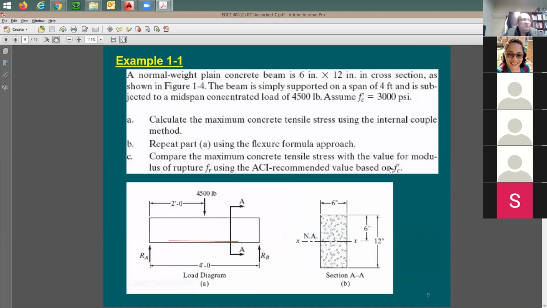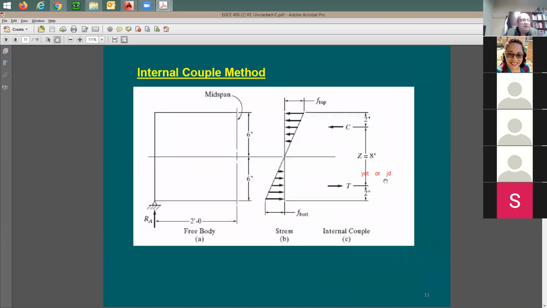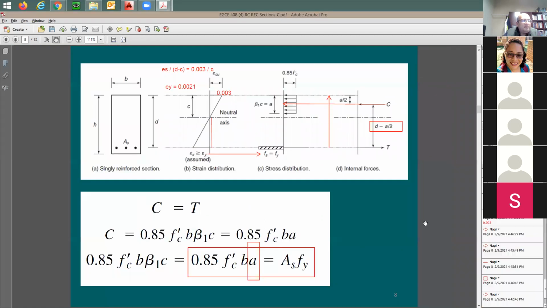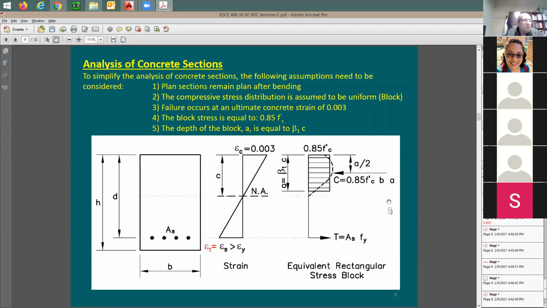Let's see, how much is the moment? If you remember this, the moment equals C or T multiplied by this Z. Same thing here. You see the moment equals C or T multiplied by d minus a over two. With that, I have here the moment capacity. Which moment capacity? This is M sub N, the nominal moment capacity. Let's move forward and back check all of that.